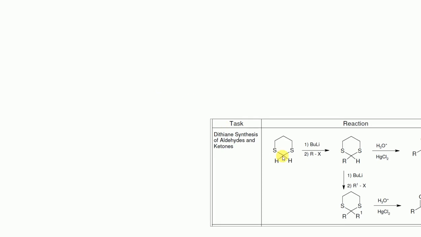So the very first reaction that I want to cover is called the dithiane synthesis, okay? This is basically the conversion of a dithiane. Dithiane is this molecule right here. So this is the dithiane, and we're going to convert this into either a ketone or an aldehyde. The process of doing that is through the use of BuLi, and the second step is this RX reaction, okay? And then the last step is H3O plus combined with HgCl2.